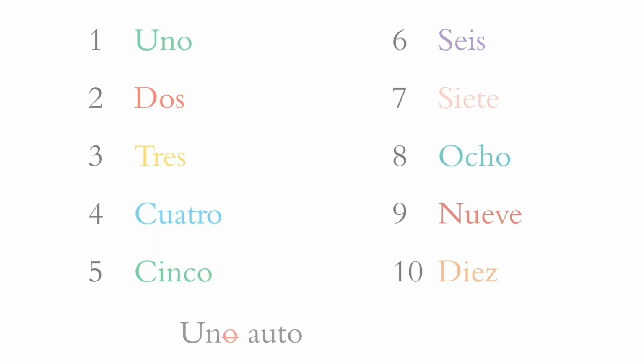And one thing to note is that uno is used when we are counting. However, when placed before a masculine noun, for example, if you wanted to say one car, you would drop the O at the end and say un auto. Yeah? If you were referring to a feminine noun, for example, one table, the O changes to an A. So we have una mesa. If you haven't done so yet, check out the previous video which dealt with noun articles and which covers this topic in a bit more detail.